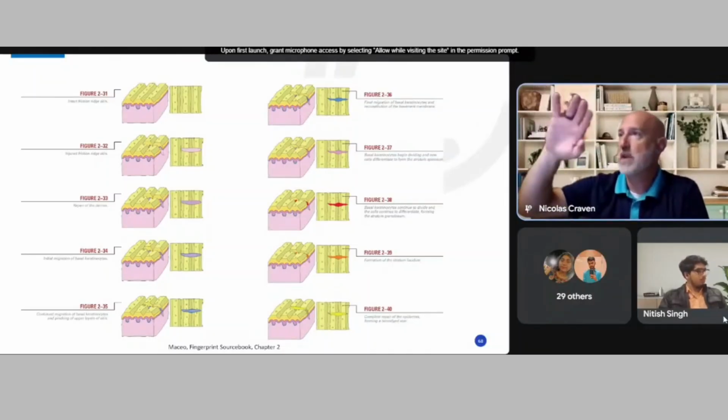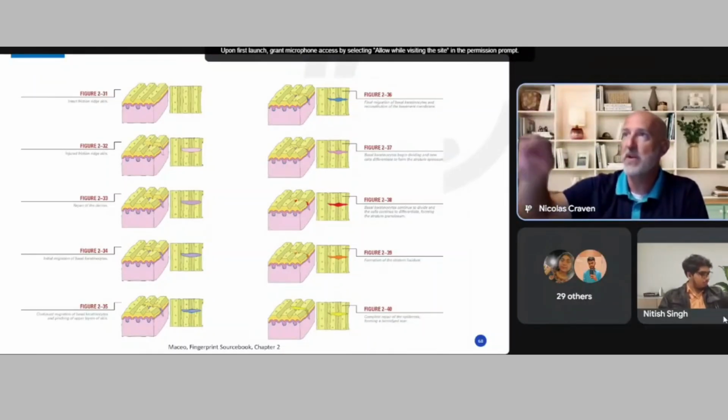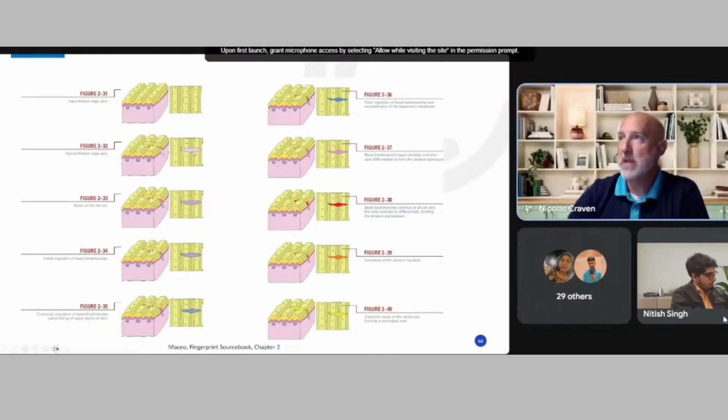So the very top one on the left, nothing happens. Then the cut, you can see it reaches down into that dermal layer. So that's what that pink represents. It reaches all the way down into here, and you can see how deep that wound was cut.